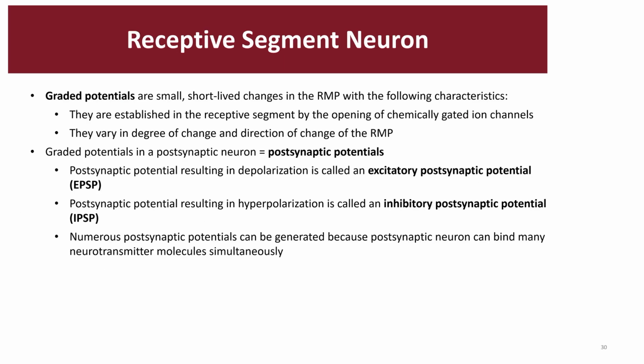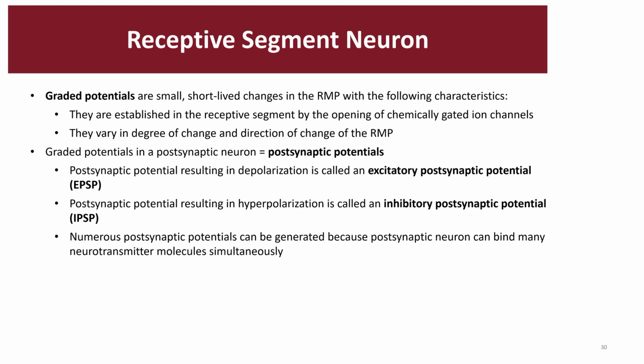Graded potentials in a postsynaptic neuron are called postsynaptic potentials. These are short-lived changes in the RMP that have the following characteristics. They are established in the receptive segment by opening of chemically gated ion channels, and they can vary in the degree of change of the direction of the RMP.